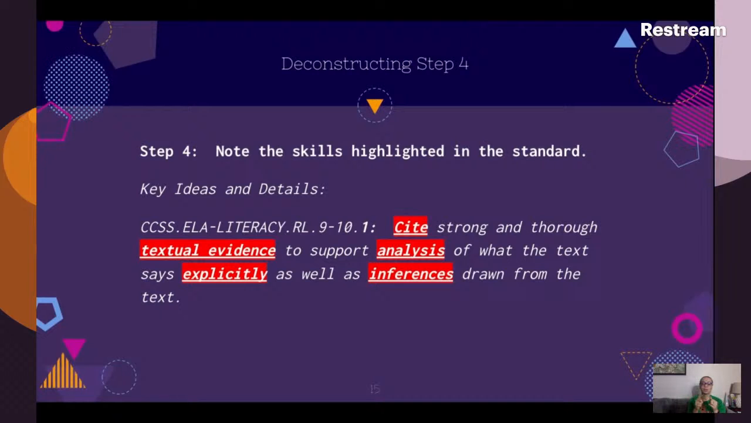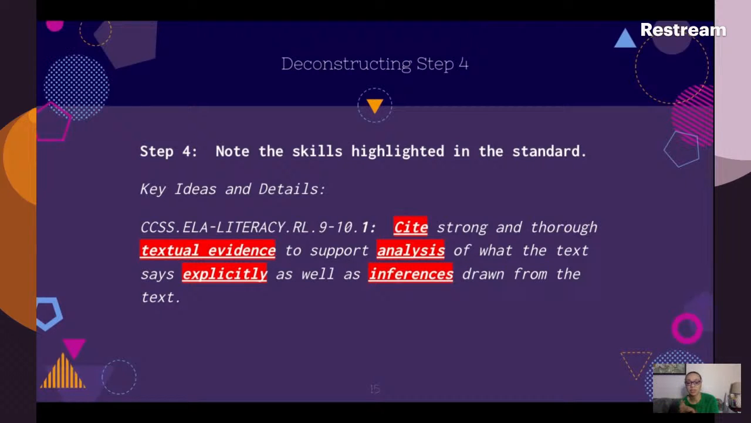And then it's also to support analysis of the inferences drawn from a text. So now I have my other keyword, inferences. So I know students need to cite textual evidence. They need to be able to do some sort of analysis of the details that they find, the explicit details, as well as the inferences that they're able to draw from a text. So now I know what it's asking me to do.